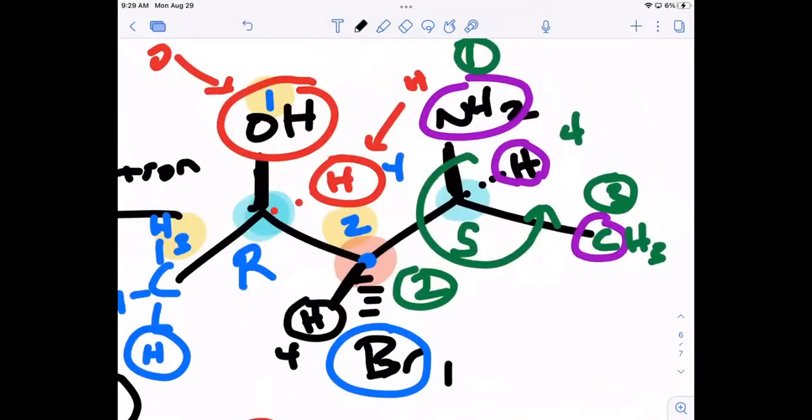So I'm going to look at this carbon, because that's attached to that chiral center, and this carbon. Are we following that? Where's my point of difference? Both of those are carbons, so I need to go to the next atom. I should have made these different colors. Hold up, let me do that.